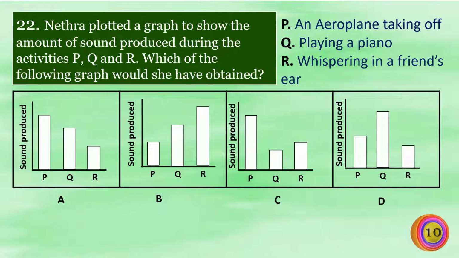Nedra plotted a graph to show the amount of sound produced during the activities P, Q and R. Which of the following graph would she have obtained? Activity P is an aeroplane taking off, Q playing a piano, R whispering in a friend's ear.